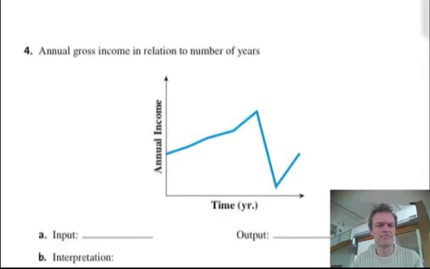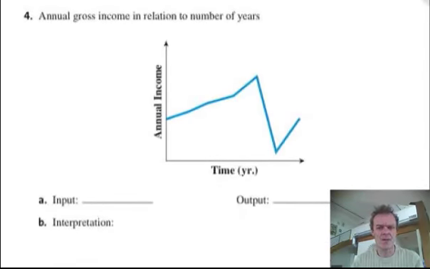How about the next one? Gross income. Again, no specific period on this, but at least the input is time, T for time, capital T if you want to. And the output is the income.